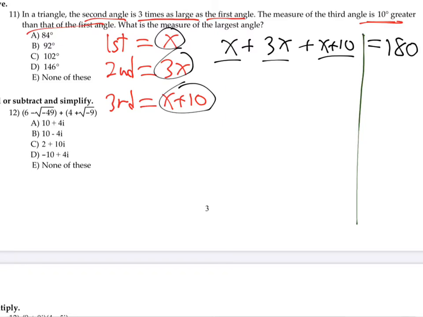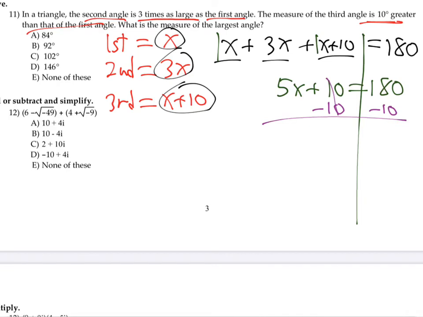Add them up. 1x, 3x, 1x, 5x plus 10 is 180. See what I did there? I just added like terms. 1x, 3x, and 1x, 5x plus 10 is 180. x wants to be alone. Subtract 10 from both sides. 5x is 170. Last step. Divide by 5. x is 34.